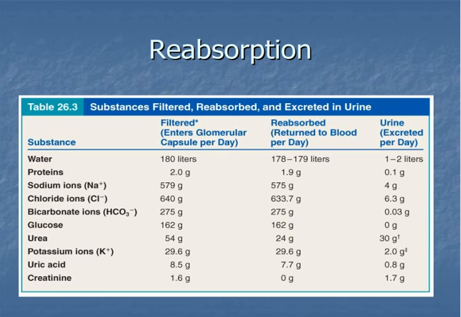Okay, now let's look at bicarbonate. Now let's look at sodium. 579 grams of sodium are filtered, and about 575 grams are reabsorbed. So only 4 grams of sodium are lost in the urine. Now let's look at glucose. Now glucose is important. On average, about 162 grams of glucose are filtered per day, and 162 are reabsorbed.